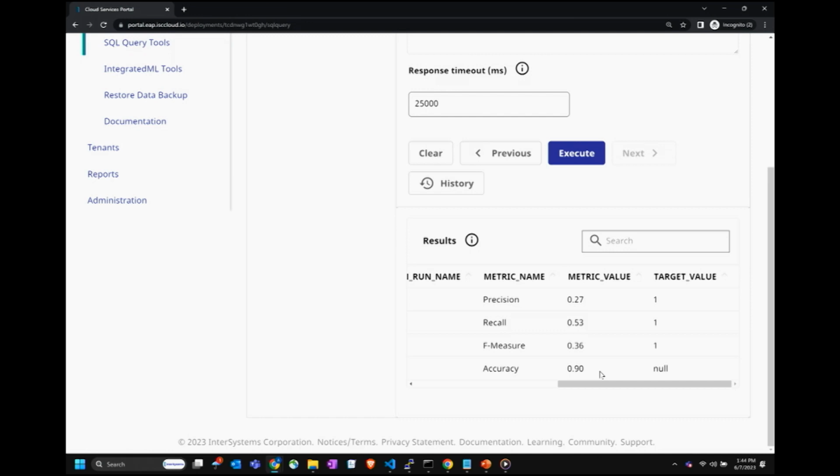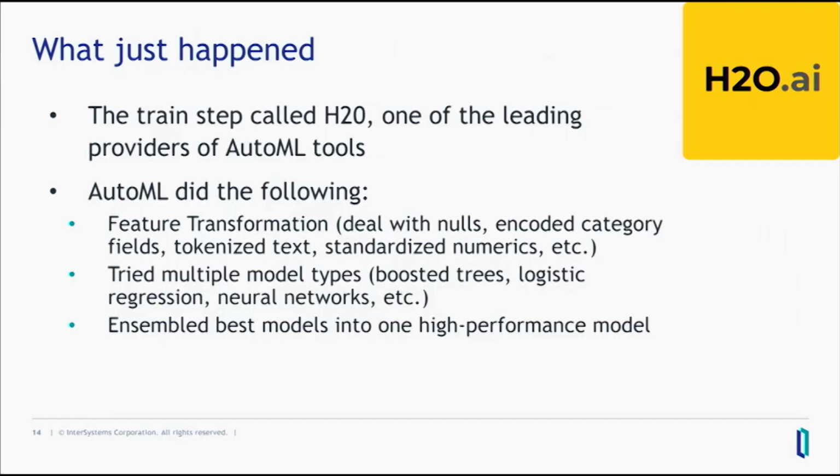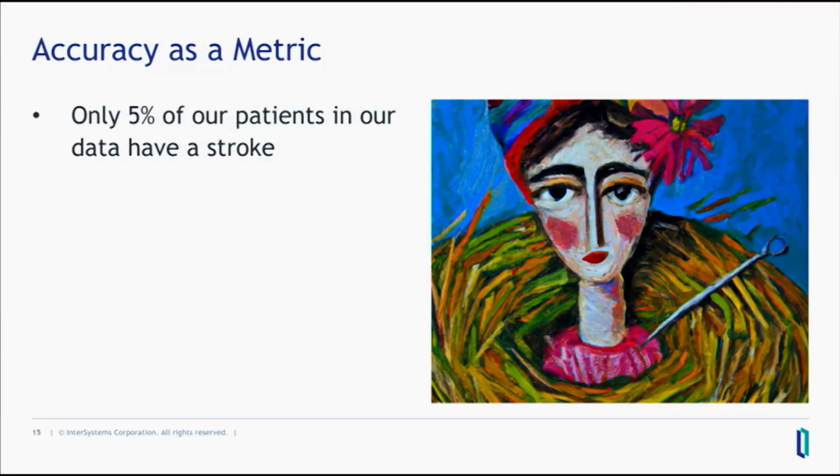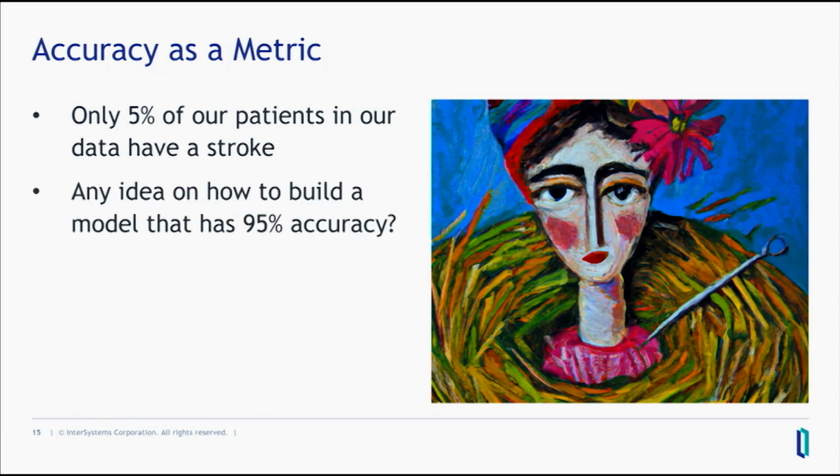So at this point, I could tell you, look, 90%, this model is great. However, there is one catch. So let's look into it together. The thing is that if you look closely at the data that we used, you'll find that only about 5% of the patients in our data actually had a stroke. So this is a needle in a haystack problem. And we have a model that performed with 90% accuracy. Can any of you suggest how I could build a model that would have 95% accuracy, knowing this about our data?